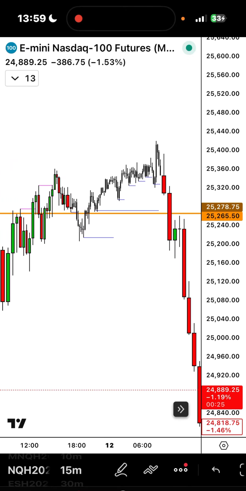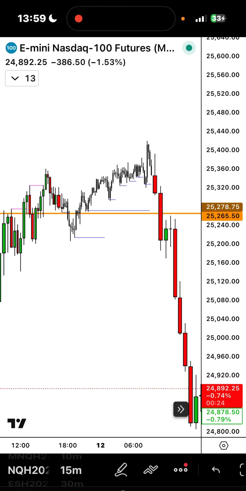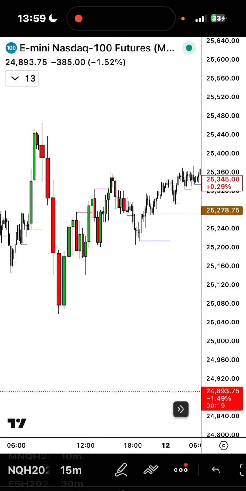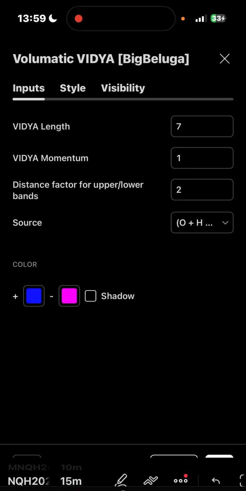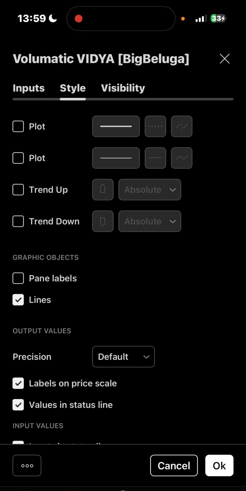So what it does, hizi line naona zimepita pita hizi, wacha nifute hii. Hizi za blue na nini actually ni mimi nimetoa information inafaa kuwa hapo. Let me put it back there.